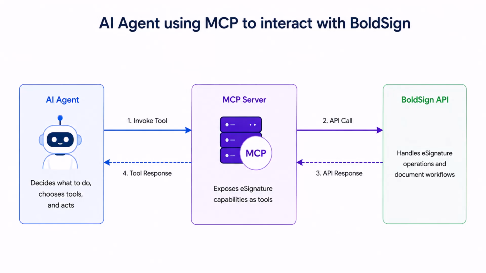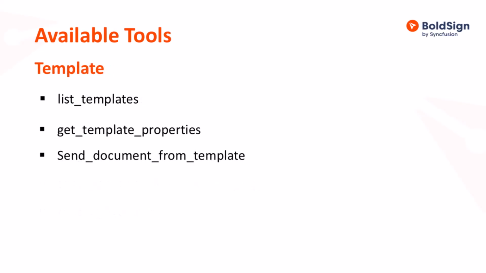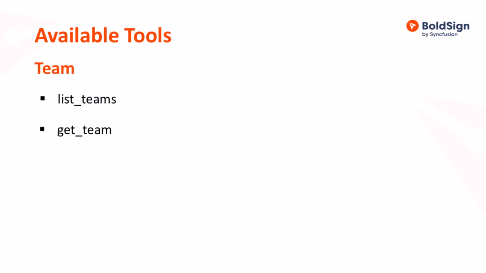The BoldSign MCP server provides tools across documents, templates, contacts, users, and teams. For example, an agent can discover available templates, create and send documents, monitor document status, and send reminders to recipients. Together, these tools enable the agent to manage the complete signing lifecycle.